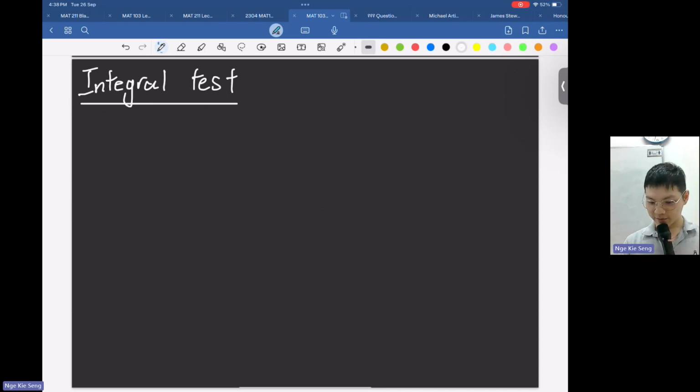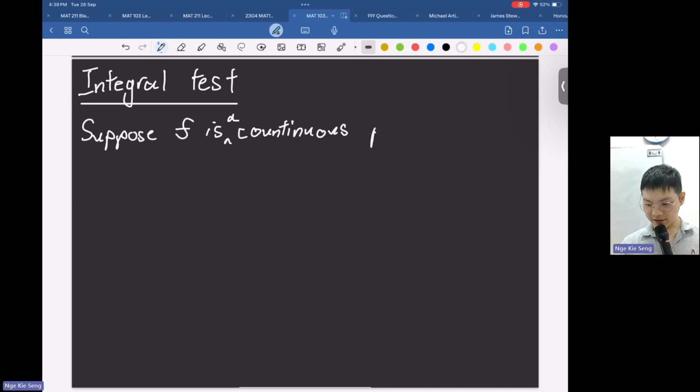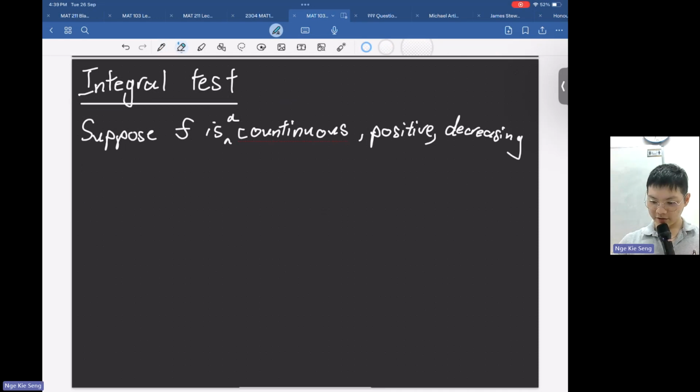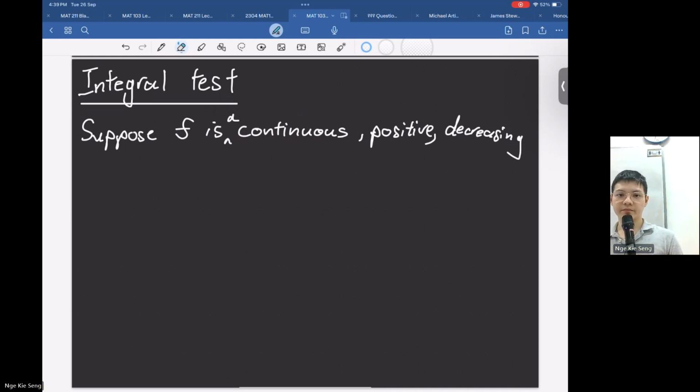Okay, so let's start with the abstract statement first. Let's start with what you need for the integral test. You need a continuous, positive, and decreasing function. Okay, you need these three properties: continuous, positive, and decreasing. You know what continuous is, right? How about positive? Always greater than 0. Decreasing.